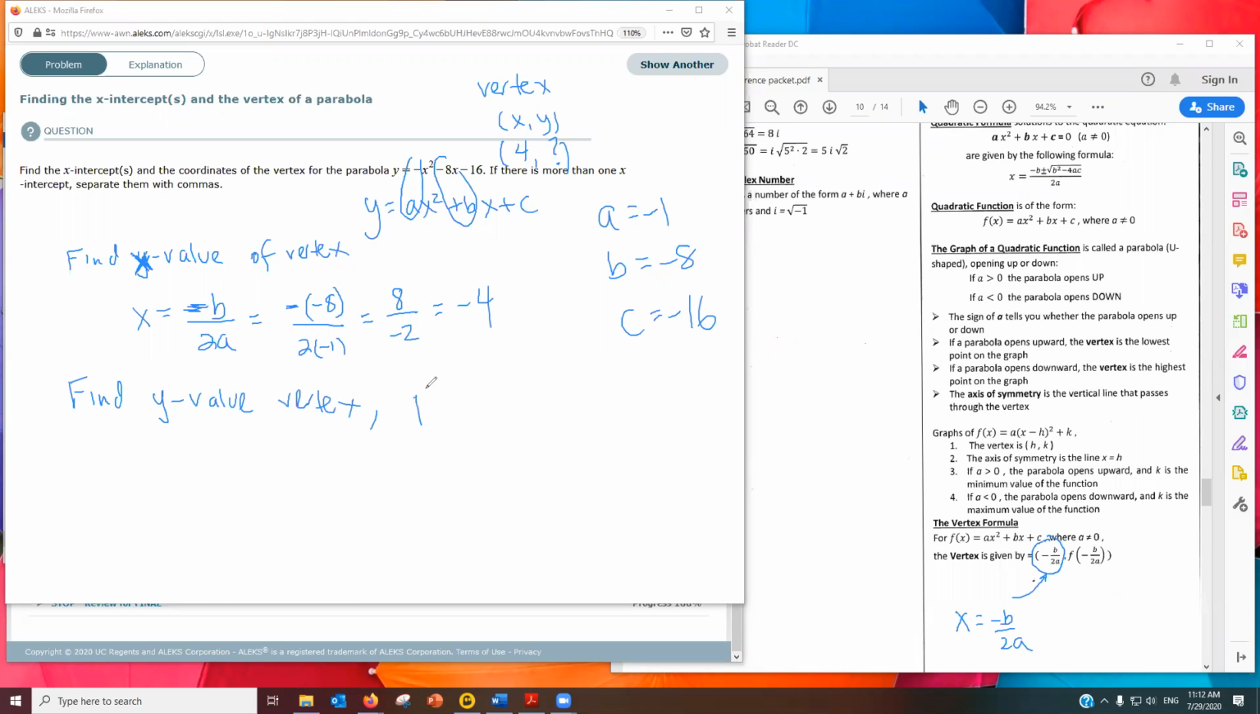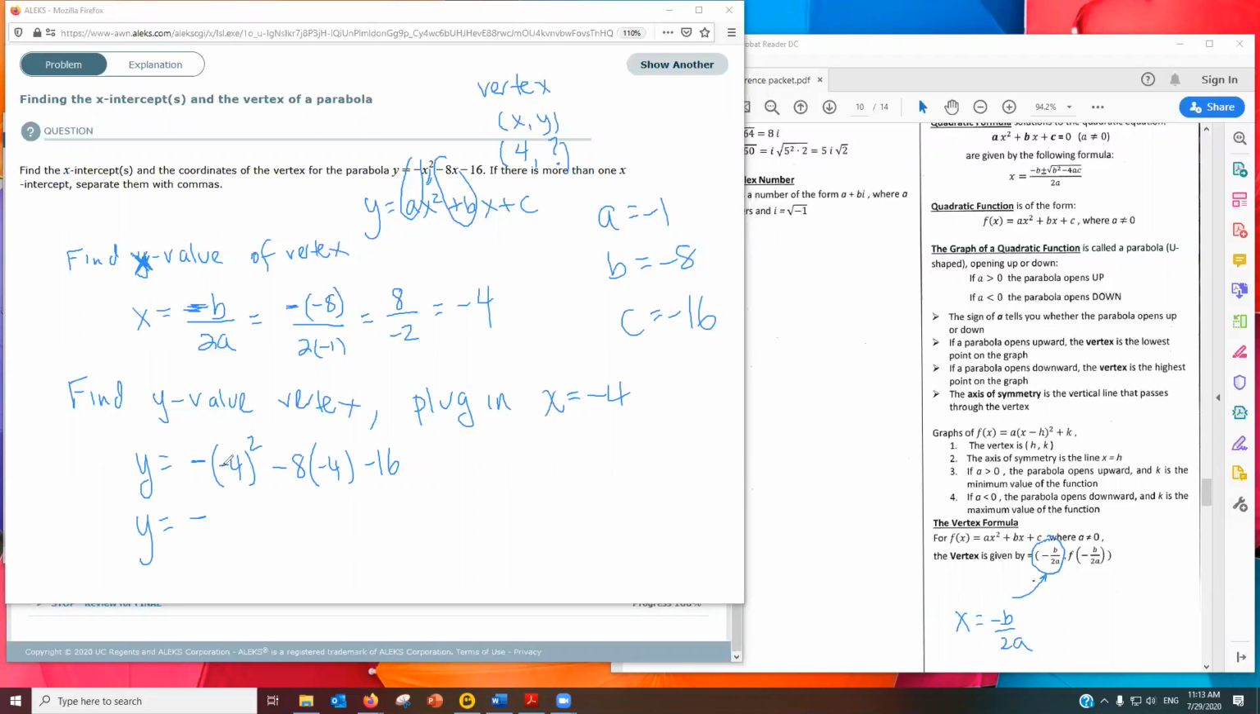For that, what I'm going to do is plug in x equal negative 4 into the original equation. So it's going to be y equals negative of negative 4 squared. I got to be a little careful. Remember, I'm going to replace x with negative 4. Minus 8 times negative 4 minus 16. All right, let me keep going.